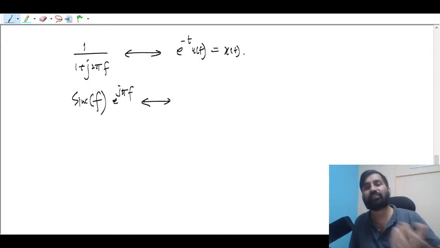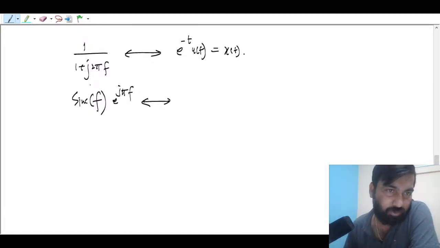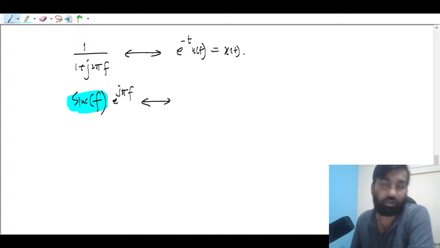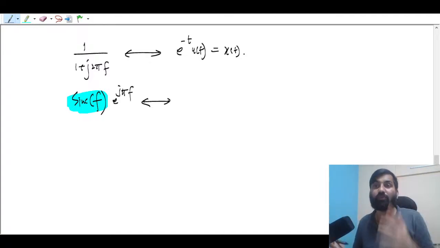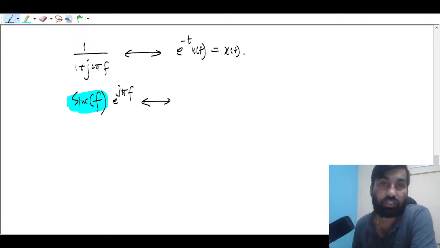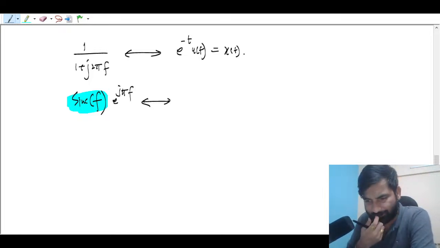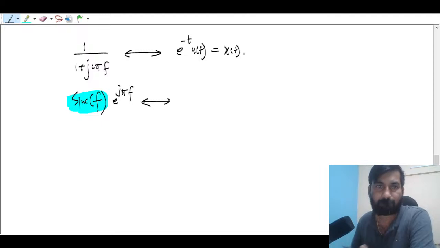Sinc f has the inverse Fourier transform, you can say. So this is in the frequency domain. What is that signal whose Fourier transform is nothing but the sinc function? That is nothing but rect, right? So here we will put rect.